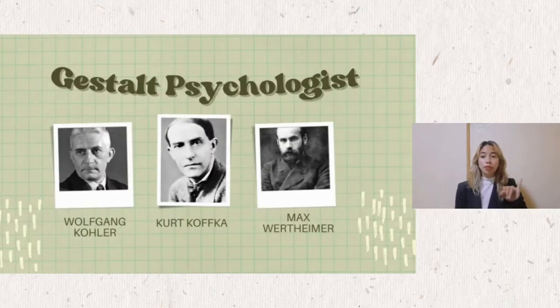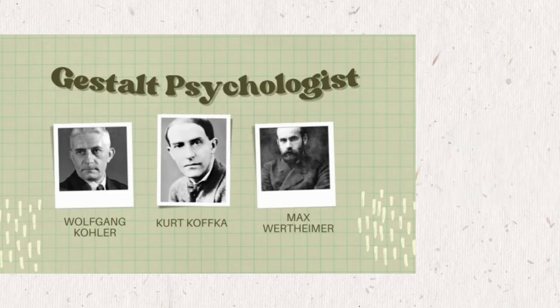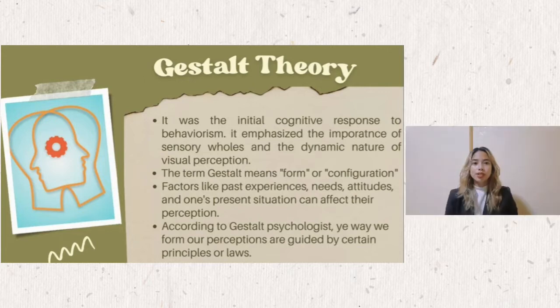Who discovered the Gestalt theory? First is Wolfgang Köhler, second Kurt Koffka, and third Max Wertheimer. These three German psychologists introduced the Gestalt theory and the Gestalt principles. Gestalt theory was an initial cognitive response to behaviorism. It emphasized the importance of sensory wholes and the dynamic nature of visual perception. The term Gestalt means form or configuration.